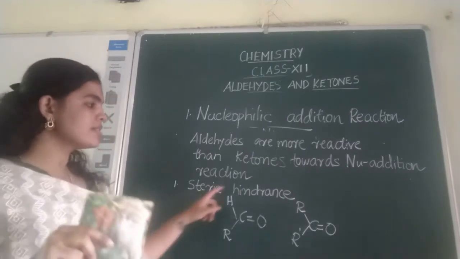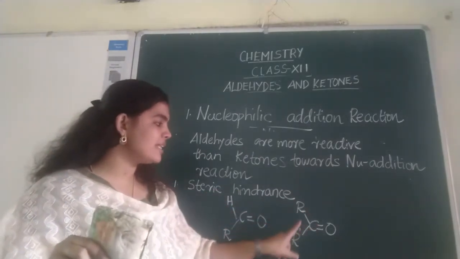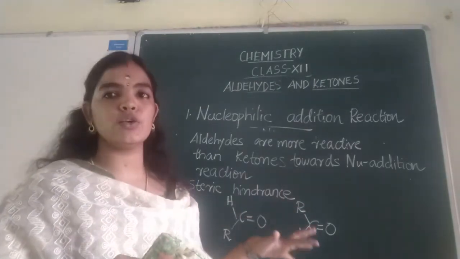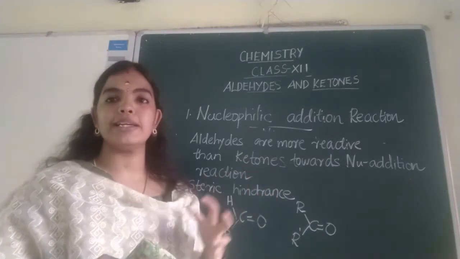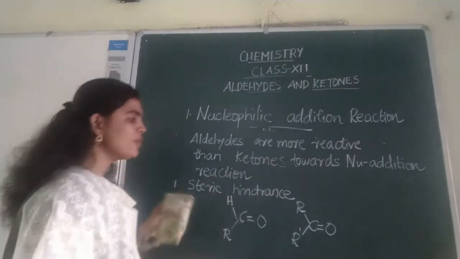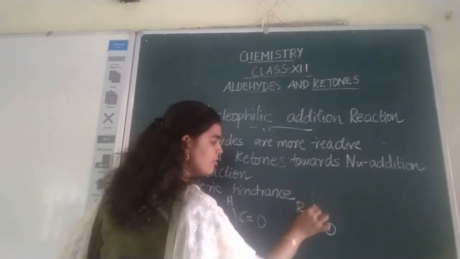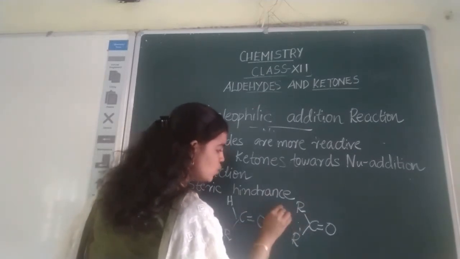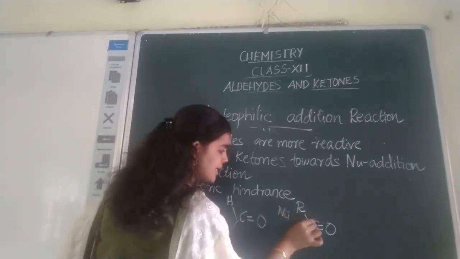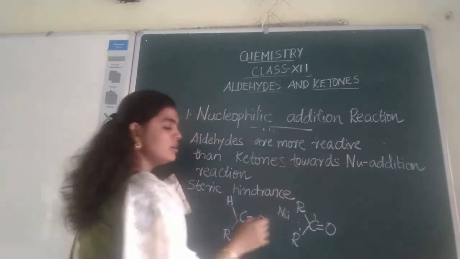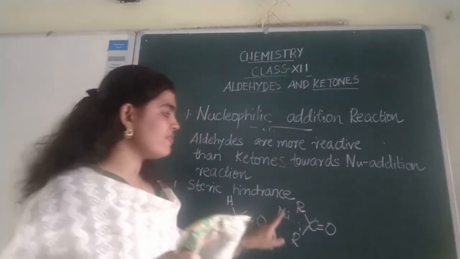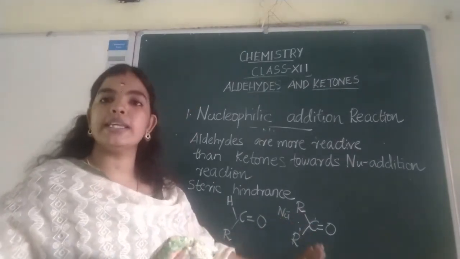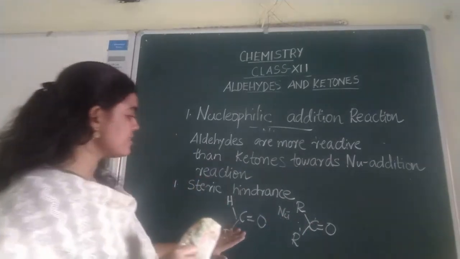Why? Because in the case of ketones, both the valencies of the carbon atom are satisfied by different alkyl groups. So if larger or bulky groups are present, what will happen? It will be difficult for the nucleophile to come and attack at this carbon. This is actually the electrophilic carbon atom. So it will be difficult for the nucleophile to come and attack at the electrophilic carbon atom in the case of ketones. But what about in the case of aldehyde?